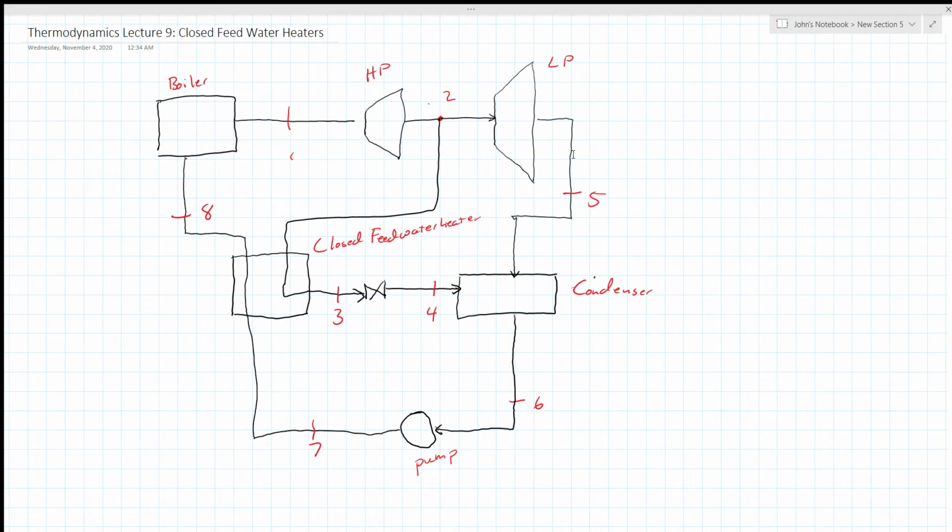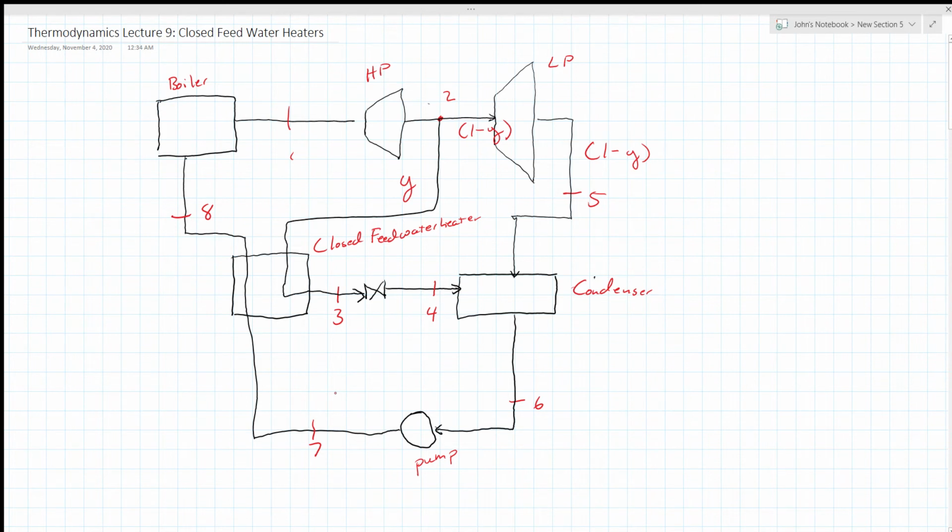So, like before, I have a boiler up here, starting at step 1. Steam coming from the boiler into the high pressure turbine. Again, some of that steam is siphoned off, a Y amount, and 1 minus Y amount is left over to go through the turbine and through the condenser and so on.